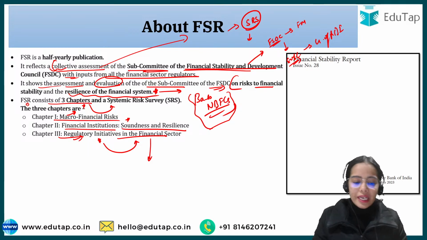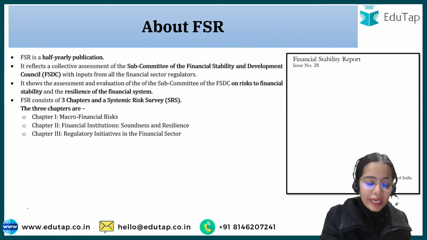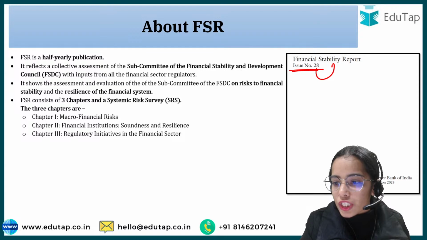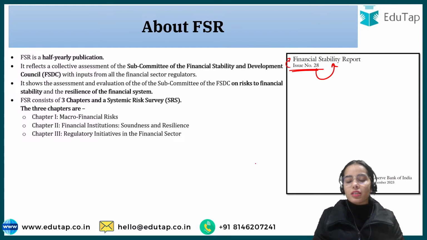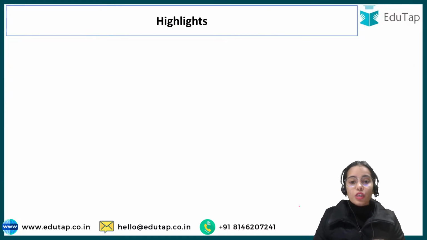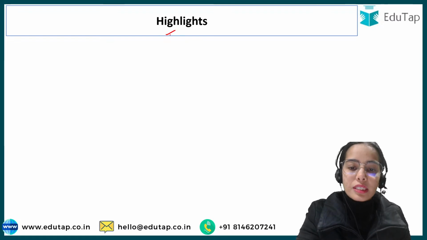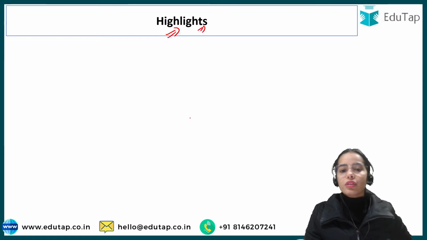So now the RBI has released the 28th issue of the Financial Stability Report. The 28th issue of the FSR has been released by the Reserve Bank of India in December 2023. So now coming to the highlights. Now we are going to discuss the very important highlights of the report.